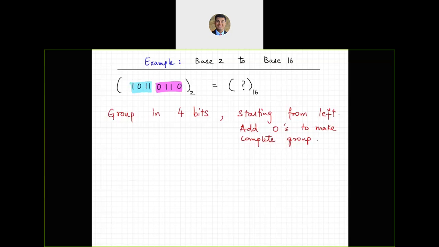What are the numbers here? 0, 1, 1, 0 is actually 6. And 1, 0, 1, 1 is what? B. See, 1, 0, 1, 1 in binary is 11 in decimal, which is B in hexadecimal. So you would say this is 6B. So one is expand in groups of 4, and the other one is to group in groups of 4, starting from the right.